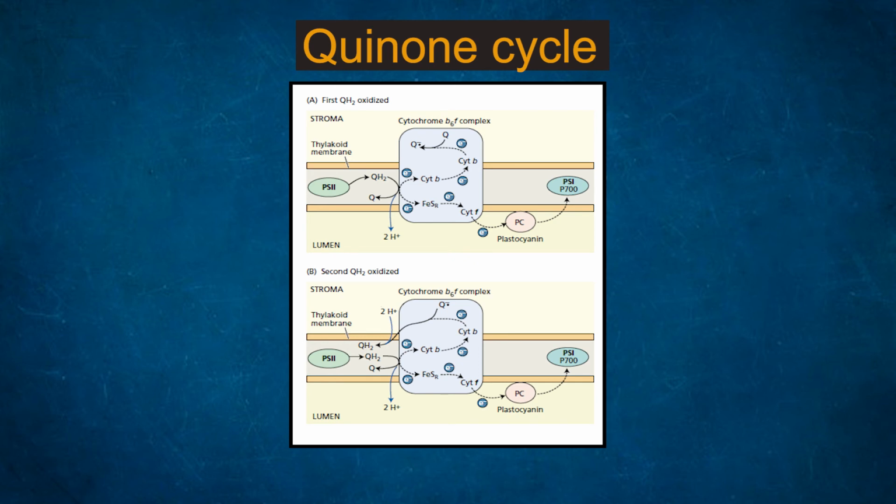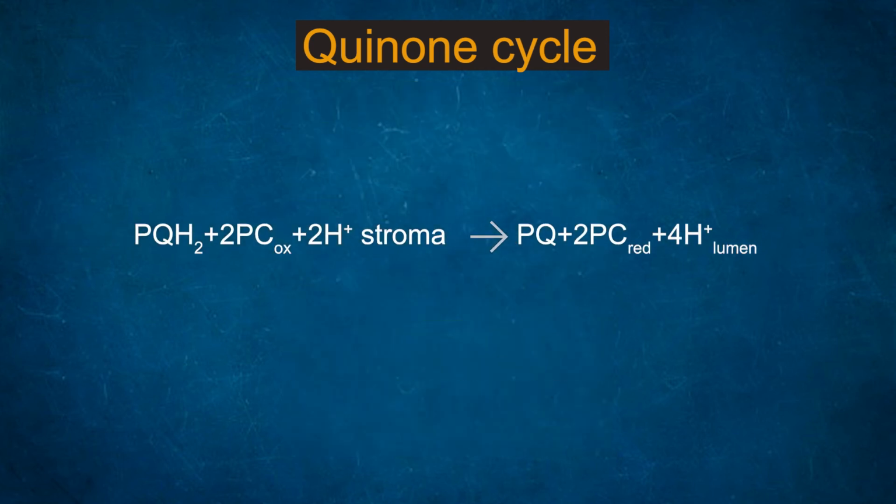So, there are two turnovers of the quinone cycle. Two molecules of PQH2 become oxidized to produce one molecule of PQH2 and a translocation of 4H+ into the lumen. This is the net result of the quinone cycle. This is an exergonic process and it couples the translocation of 4H+ from the stroma into the lumen.